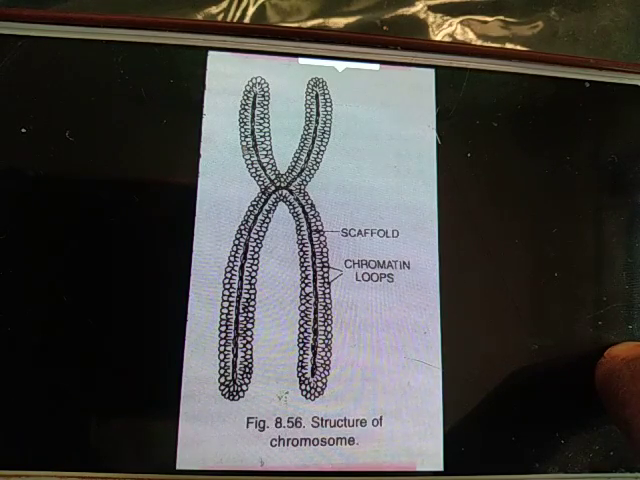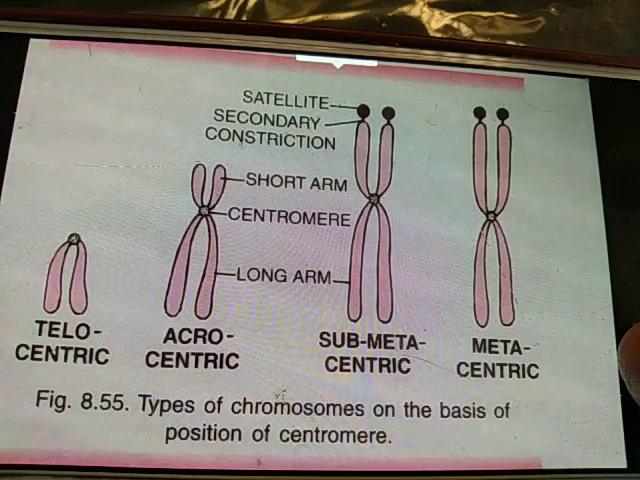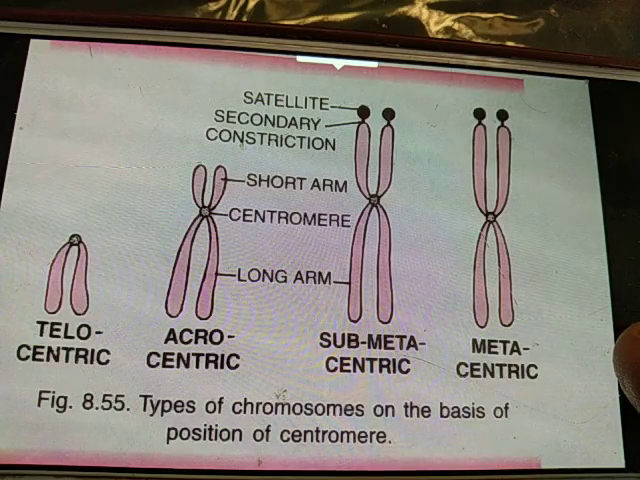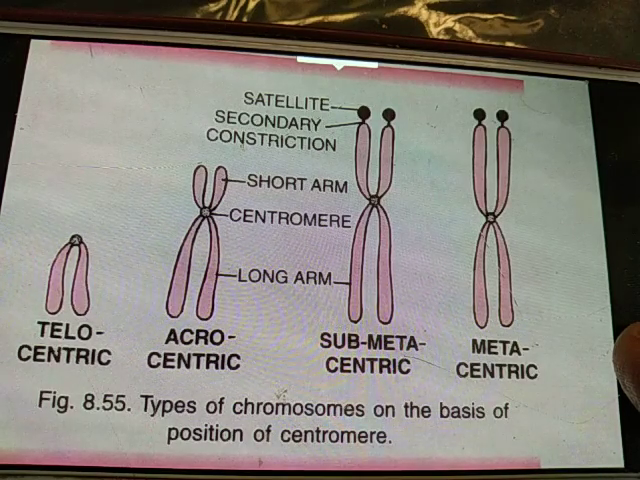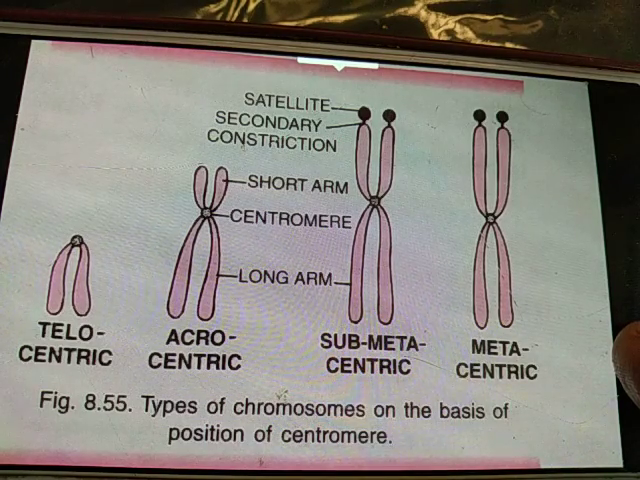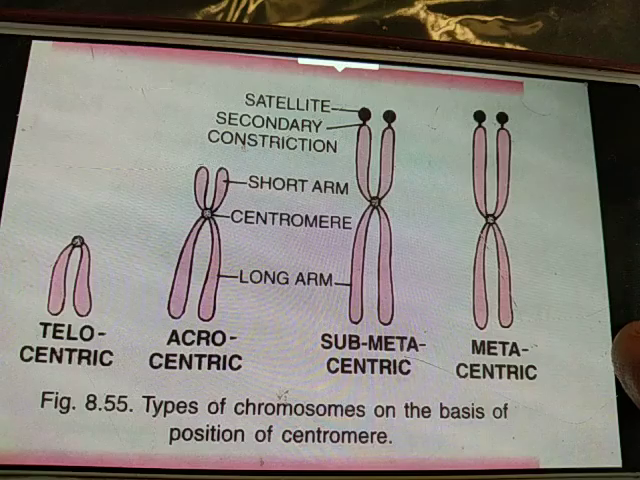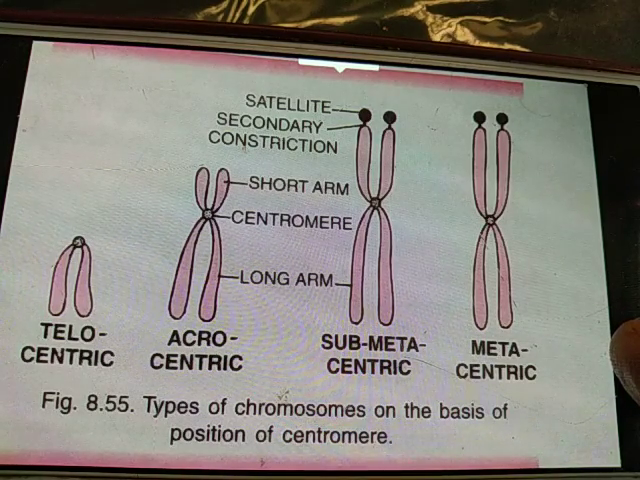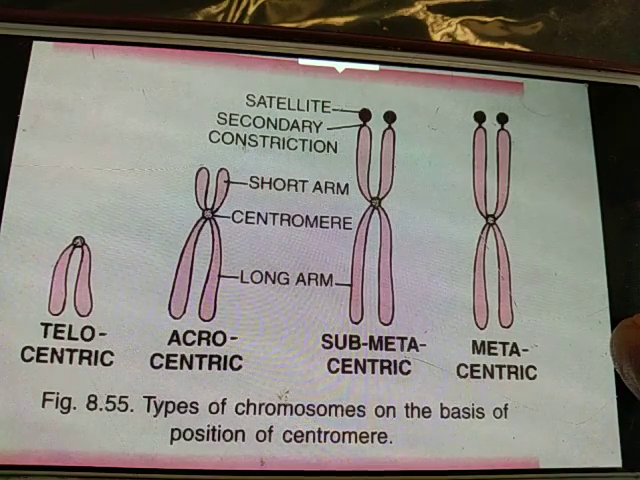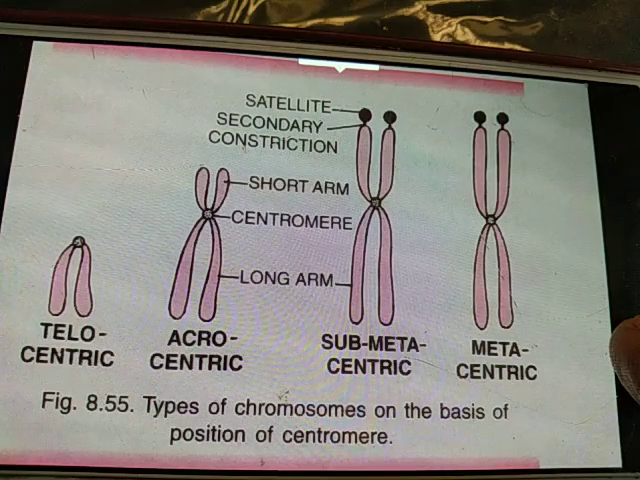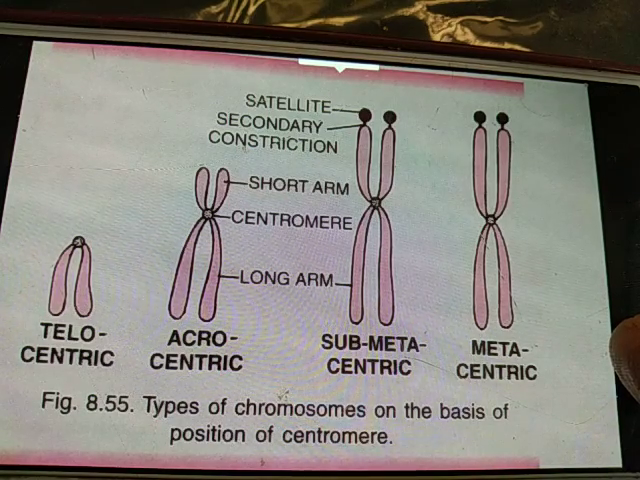Based on the position of centromere, chromosomes are of four types. Now, first is telocentric, you can see. Okay, the centromere is terminal, in the area of the telomere. Next is acrocentric, the centromere is inner to the telomere, that is subterminal. Okay, then we have submetacentric. Okay, third one, you can see the centromere is submedian, and next is metacentric, that is the centromere is in the middle.